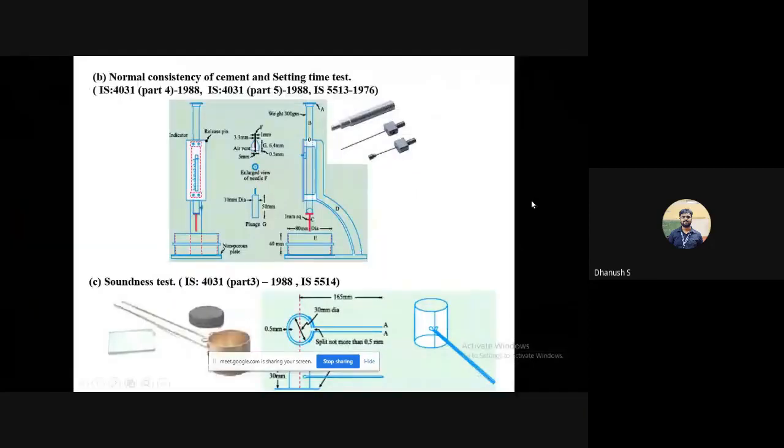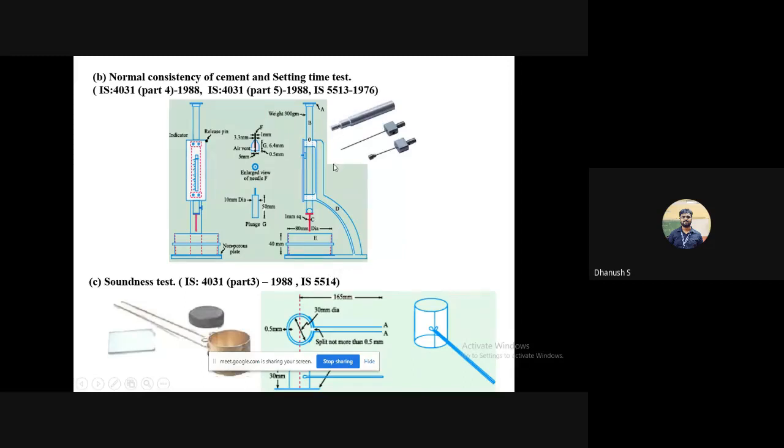So the first test that we do on cement is called the normal consistency test, or sometimes also called the standard consistency test. The apparatus or equipment that we use to perform this test is called a Vicat's apparatus, V-I-C-A-T apostrophe S, Vicat's apparatus, and that is shown in this figure here.